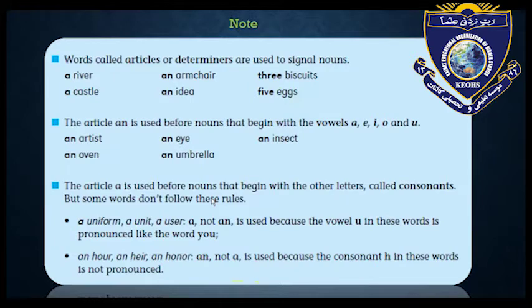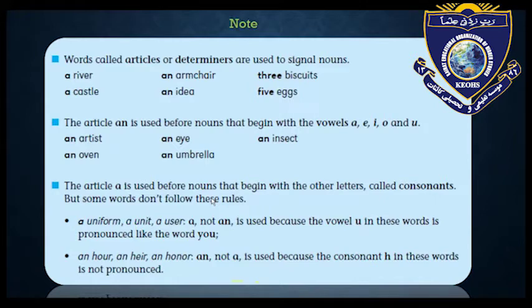But some words don't follow these rules. Like a uniform, we can't use what? We can't use "an" here because "u" has its own sound. It doesn't give us the complete sound here. A uniform, a unit, a user, not "an", is used because the vowel "u" in these words is pronounced like the word "you," not like this. These are called phonetics. Inshallah, we will discuss them in next classes, next years. Right now we just have to know this. We can't use "an" for these words.